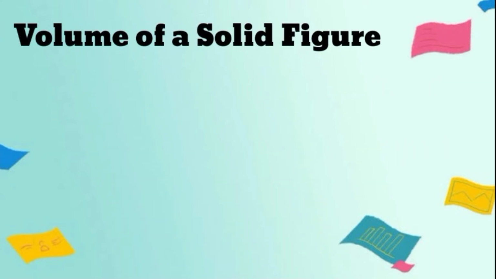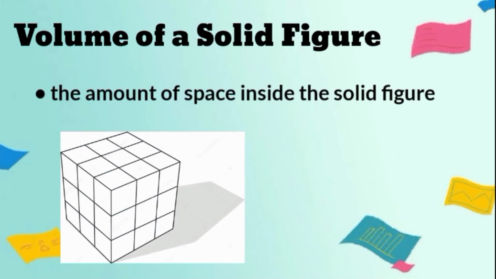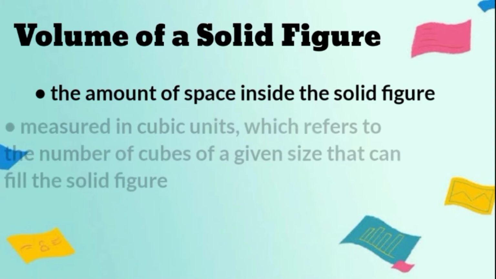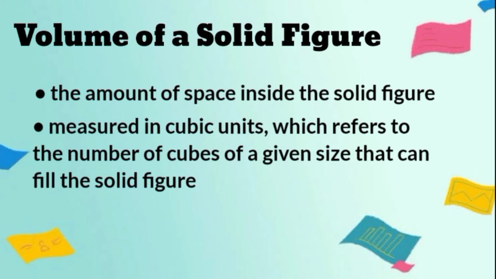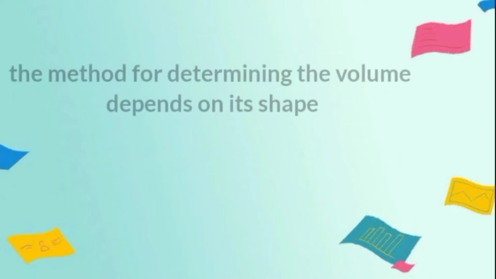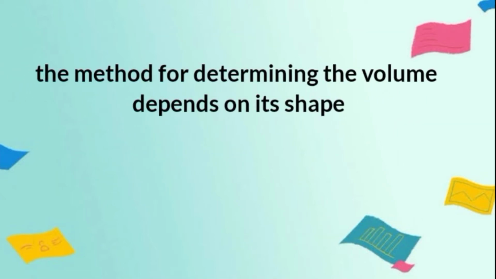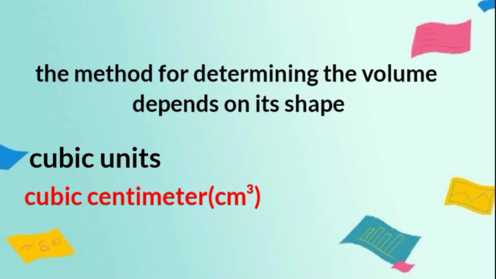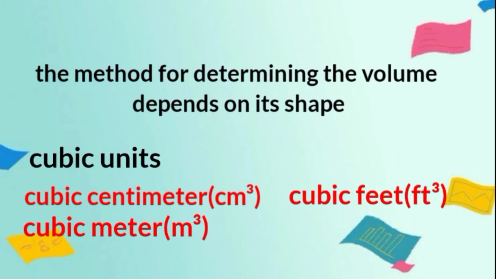Now, what is the volume of a solid figure? The volume of a solid figure is the amount of space inside the solid figure. Volume is measured in cubic units, which refers to the number of cubes of a given size that can fill the solid figure. The method for determining the volume depends on its shape. The volume of a solid is measured in cubic units like cubic centimeter, cubic meter, or cubic feet.